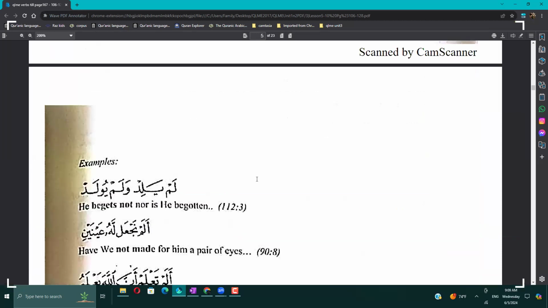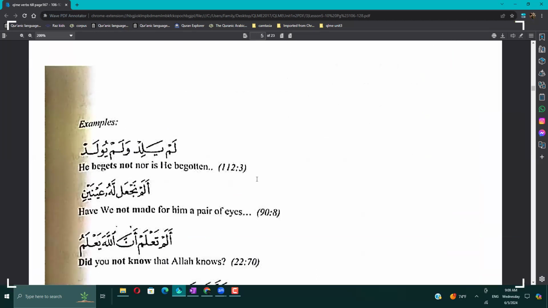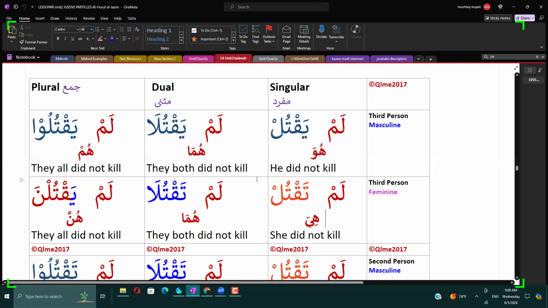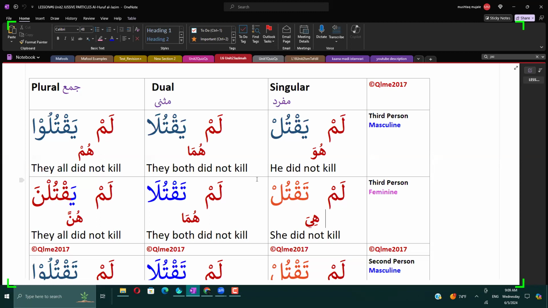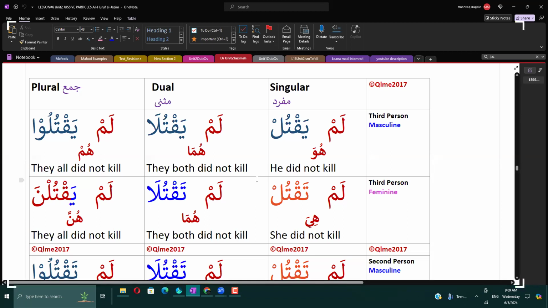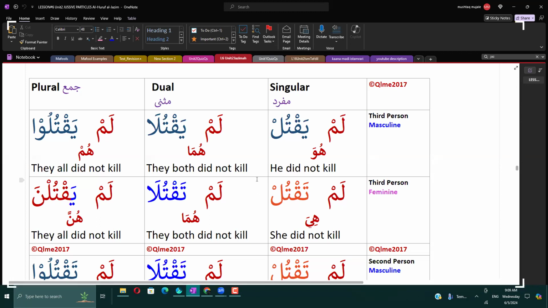We'll take some examples. So let's make the chart. Who can make the chart with lam and qatala yaqtulu? Lam yaqtul. Lam is did not or was not. Okay? So it's he did not kill. Okay, sister, go ahead. Lam yaqtul.